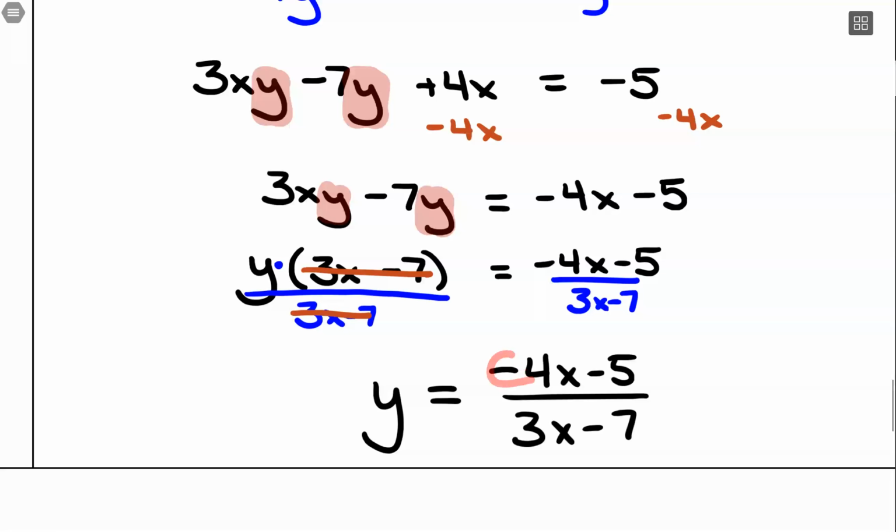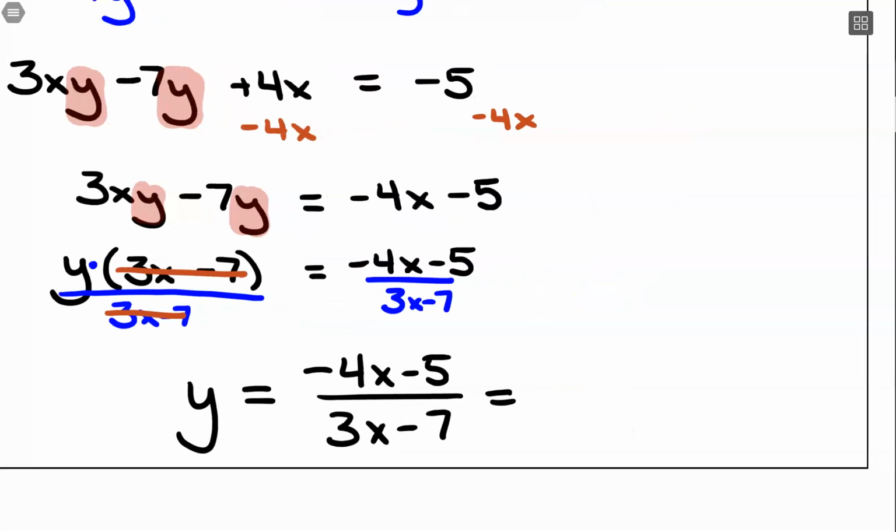Again, having that negative in front of x there, you could also rearrange this to factor out the negative. In this case, it would be from the numerator. So you'd see a positive 4x plus 5, and then the denominator is not touched.